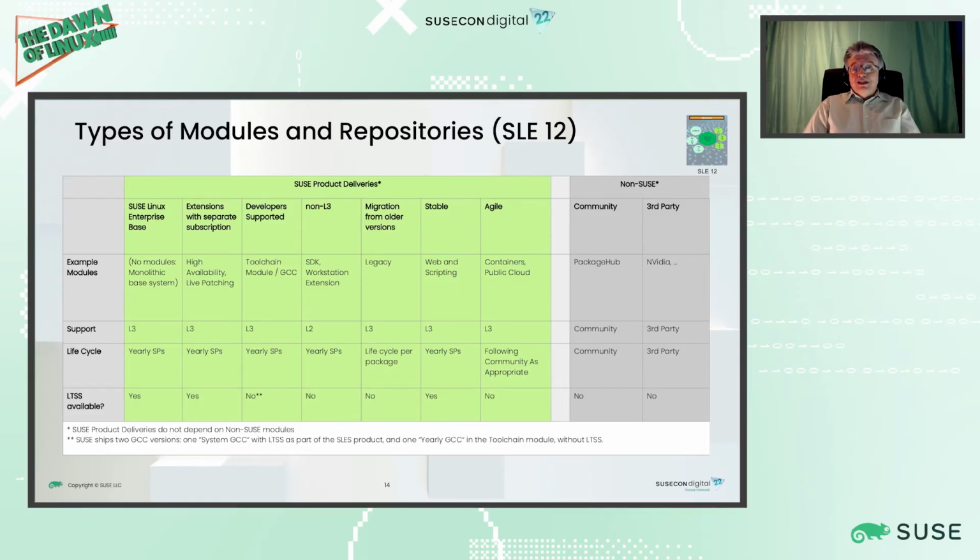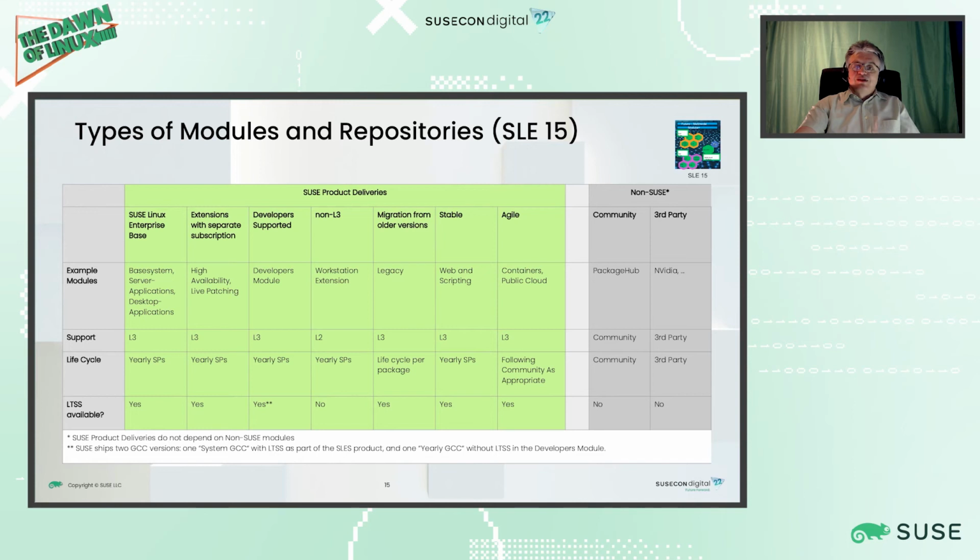I will not go too much into details of the types of modules. You can see it here. Please download the presentation to look this up closer in case you're interested. But let me point out that we have also non-SUSE modules that are provided either by the community or by third parties. Examples, for example, here, the Package Hub or the NVIDIA repository, which comes on top of the various products. Same is true for SLE 15, only minimal changes there. So you can see that for yourself.